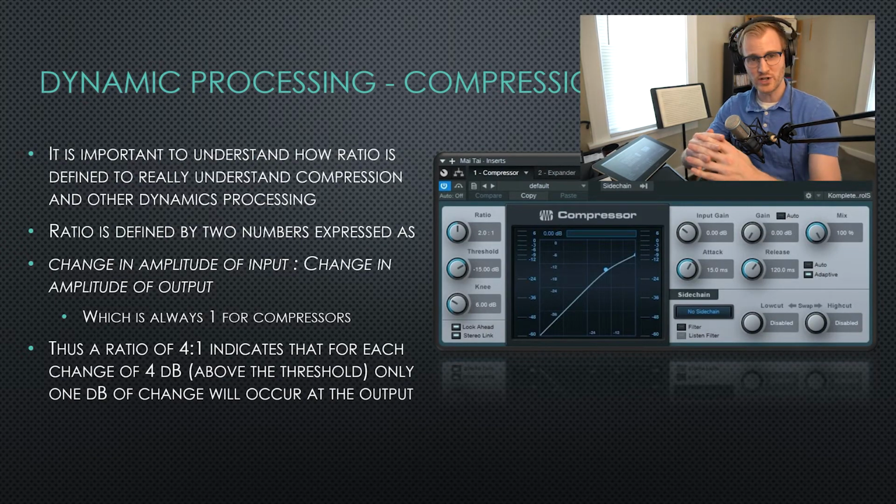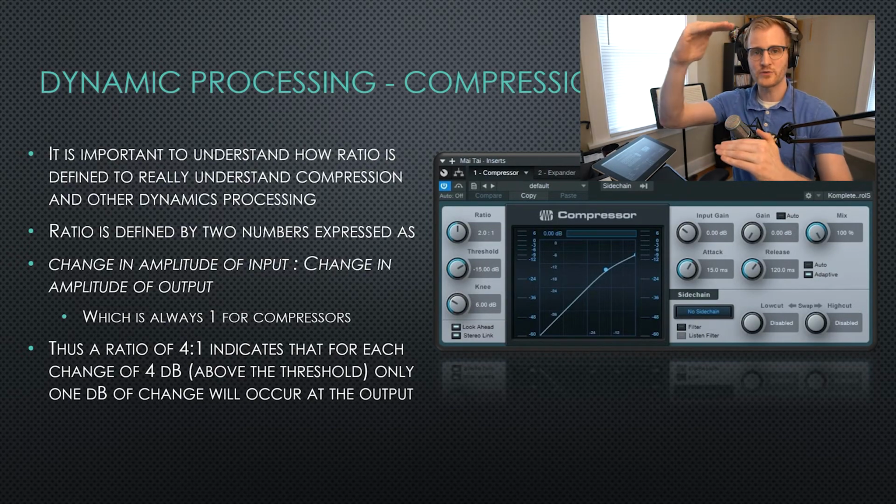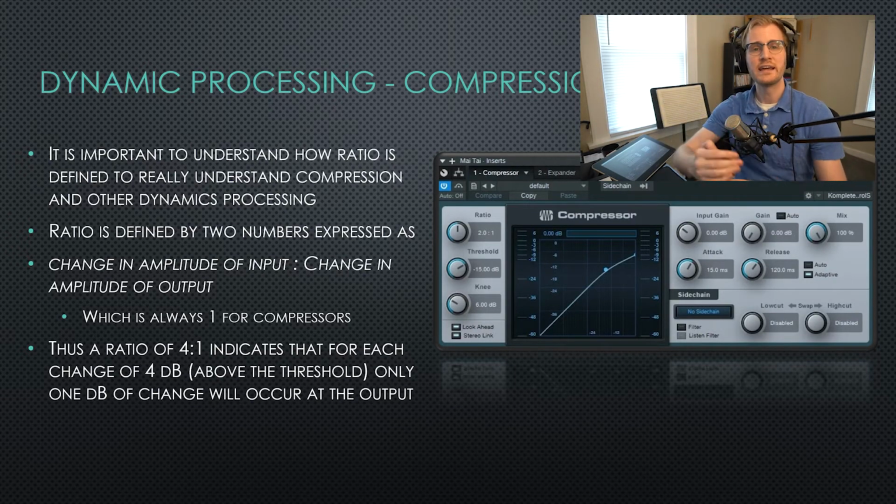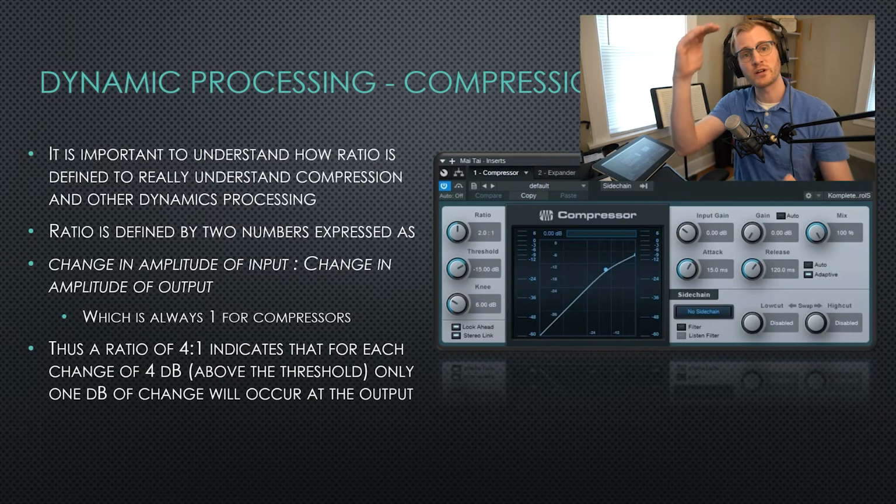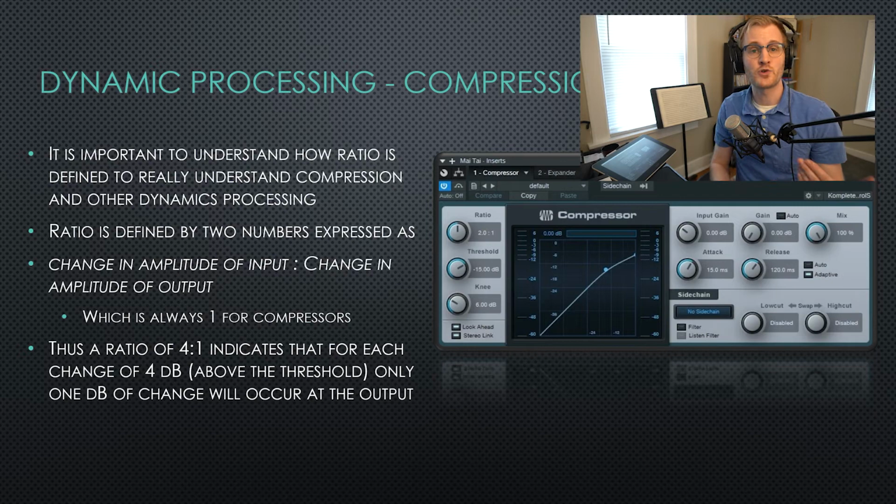So, a ratio is 4 to 1. Each change that is 4 dB above that threshold, let's say it's -10, let's say it's -20, it doesn't matter, only 1 dB will occur instead. So we are decreasing the amount of amplitude change. And the higher that ratio, the more we are decreasing. So if we had a ratio of 20 to 1, then that would mean that for each change of 20 decibels above the threshold, only one decibel would occur for change on the output. So we would have a really squashed signal. We would be turning down the amplitude of the input signal by a tremendous amount.